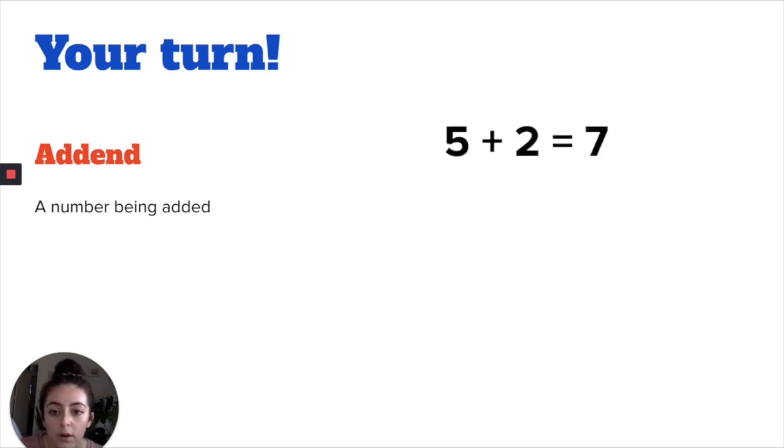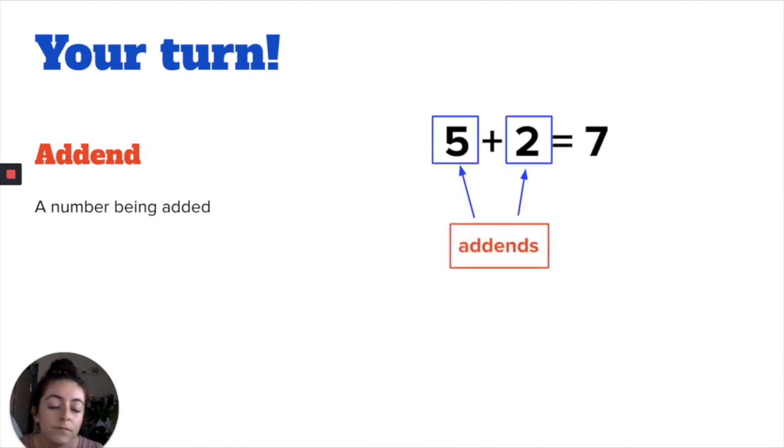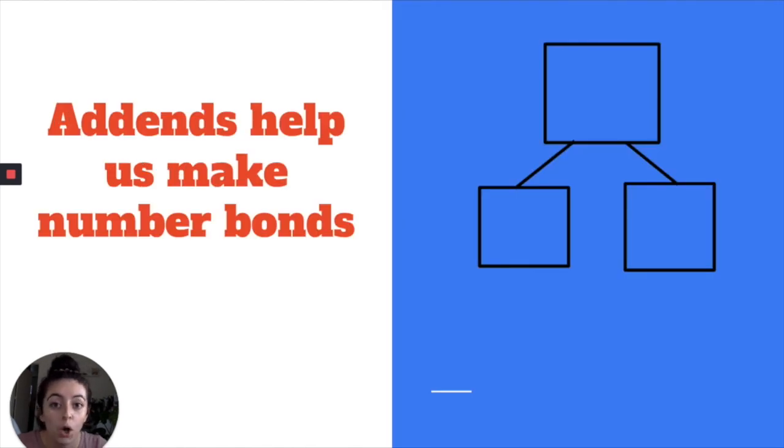Let's try one more. 5 plus 2 equals 7. Which ones are our addends? Think about it. All right, if you said 5 and 2, you are correct. Those are the addends, the numbers that we're going to put together to make 7. All right, but also addends can help us make a number bond.